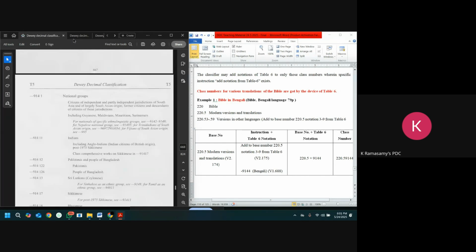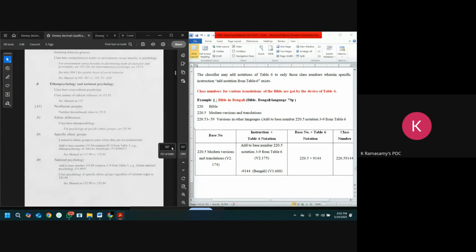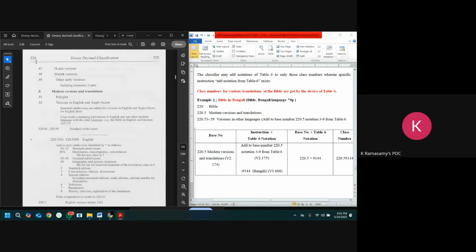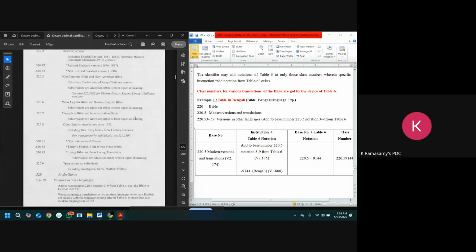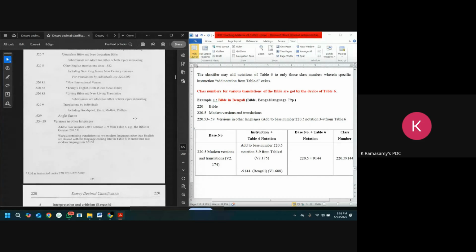Okay. I'll go to volume 2. In volume 2, I go to, yes, 220 is Bible. 220.5 stands for modern versions and translations. Here, if you want to write the translation number for Bible, here they have given instruction. What is the instruction? Okay, I just move on here to find out where the instruction is here.